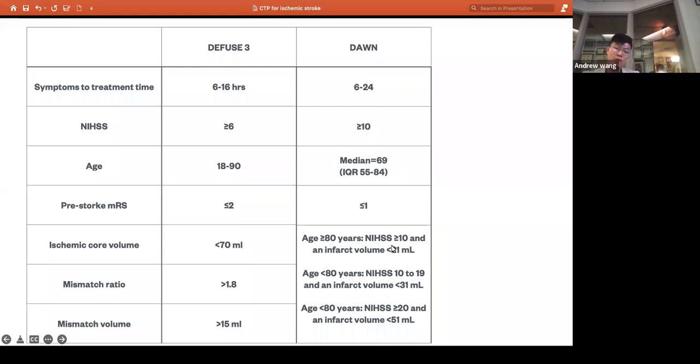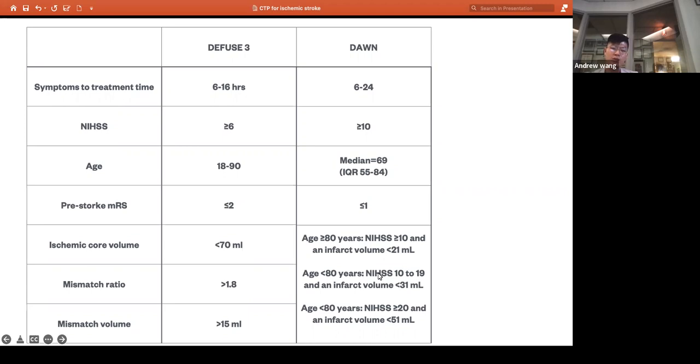And this is the tricky part. So instead of the ischemic penumbra volume, they use the symptoms as a predictor for the potential reversible area. So patients age 80 or older should have an NIH stroke scale more than 10, and they should have an infarct volume less than 21.